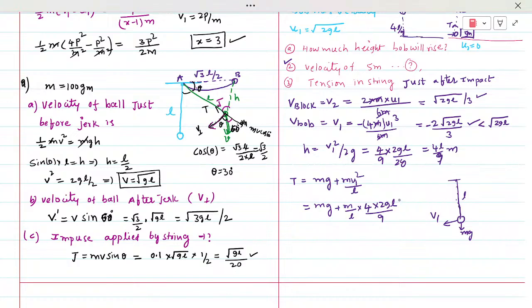So 8 by 9. L gets canceled here. So 8 mg plus 9 mg is 17 mg by 9. So that is equal to 17 by 9 mg, approximately 2 mg. So this is the tension in the string. So this is one model.